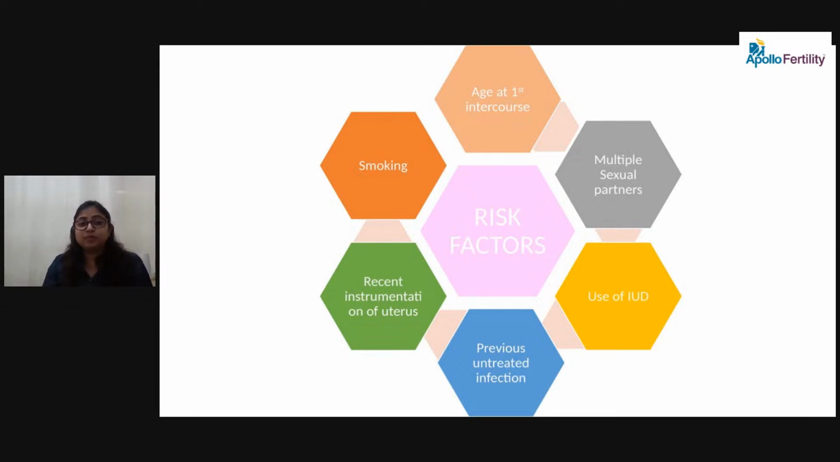And smoking is a risk factor, because many a times if there is infection, our body has some immunity to fight against these infections, so our body tries to fight against the infection. But smoking affects our immune system, making it difficult for our body to fight against those infections. So smoking also forms one of the risk factors for pelvic infections. Other risk factors are low socioeconomic status and illiteracy. These are some of the risk factors which cause pelvic infections.